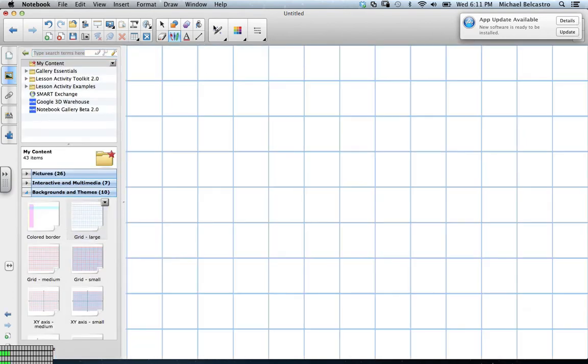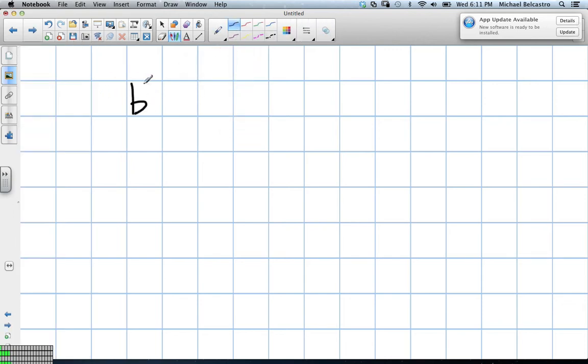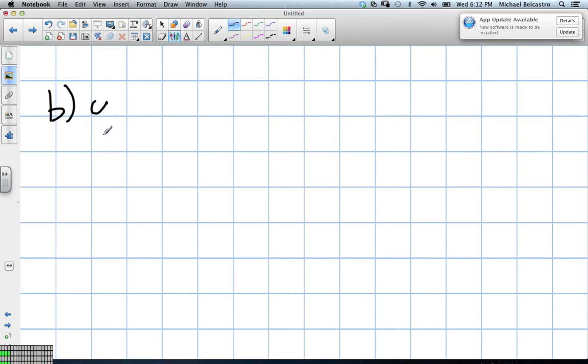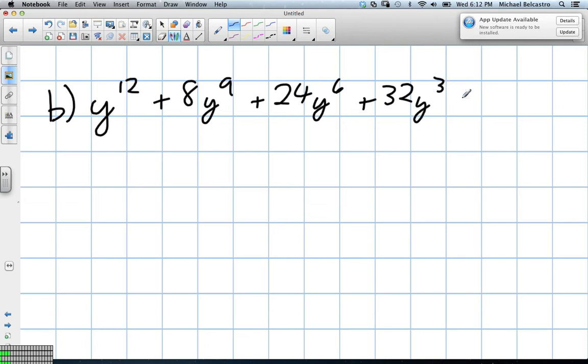Question B states that, let's read it out. B says y to the power of 12, plus 8 y to the power of 9, plus 24 y to the power of 6, plus 32 y cubed, plus 16. Okay, so we're going to use our binomial theorem to get an idea of what this is.